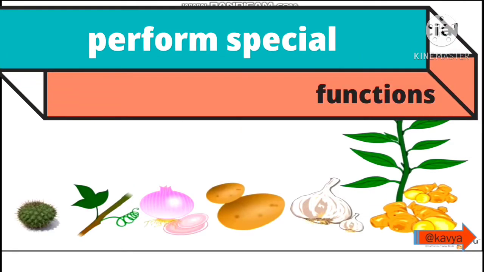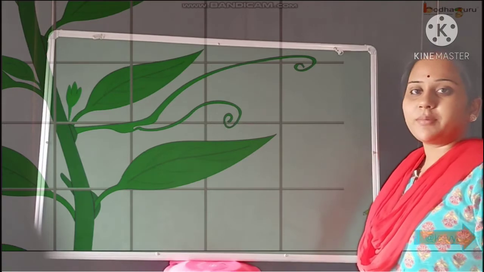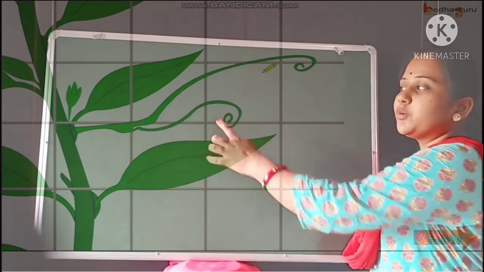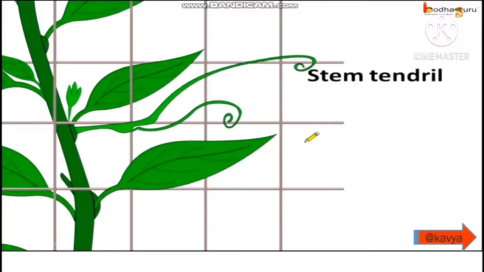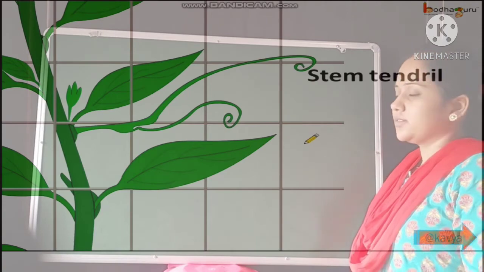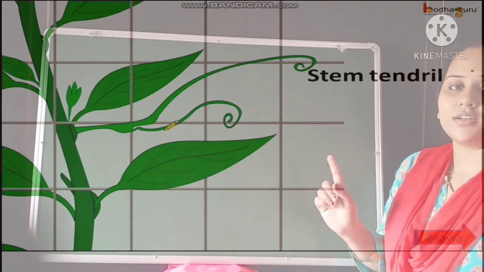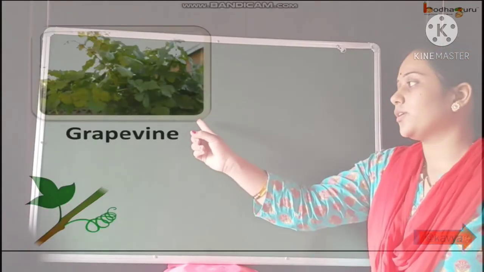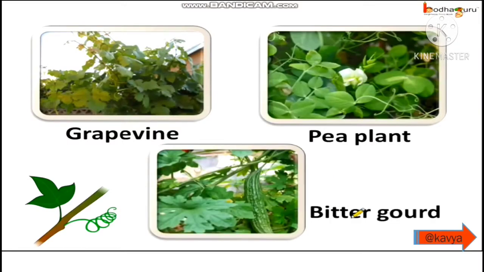Students, now let us learn about stem modification to perform special functions. Students, what do we see here? Here we see tendrils. That is a tendril, and these are modified stems. In certain plants the stem is modified into thin tendrils, which are used for climbing and to hold on to a support. For example, grapevine, pea plant and beetroot have tendrils for support and climbing.